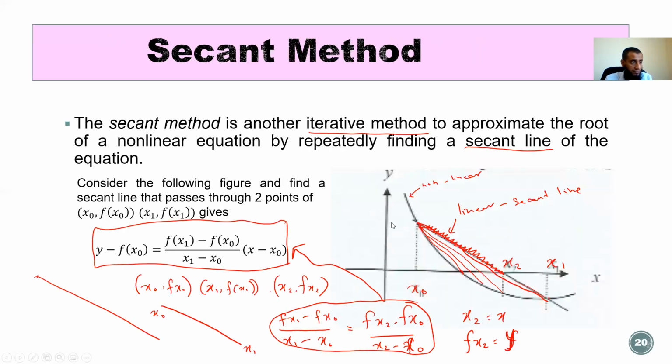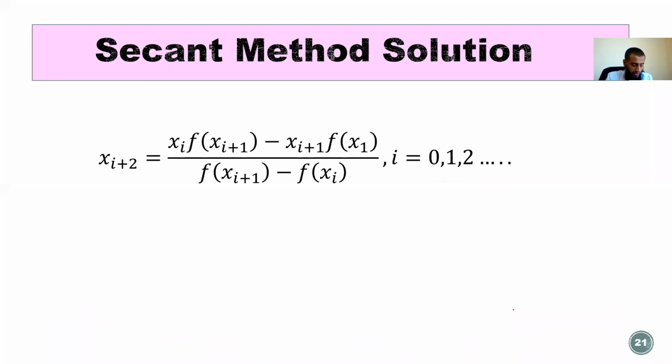Therefore, we will get another line over here, and we will get a new x, for example x3, which is over here. So this is the equation. To simplify, the table will be like this.